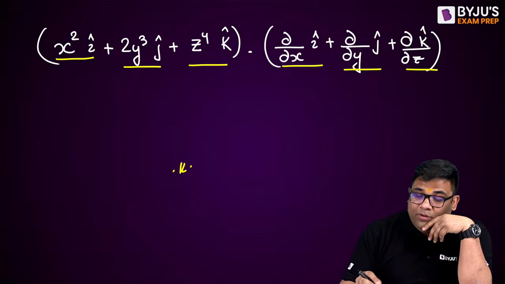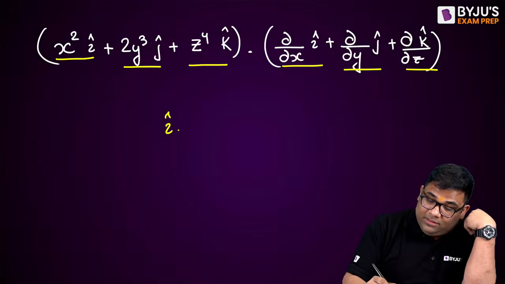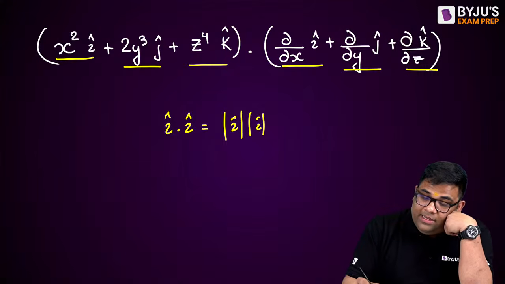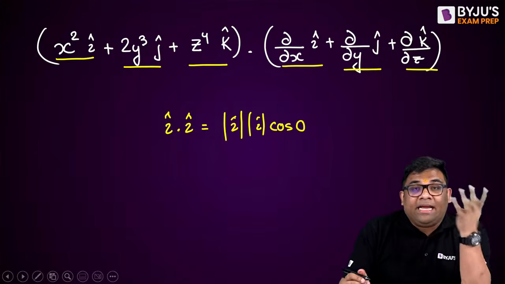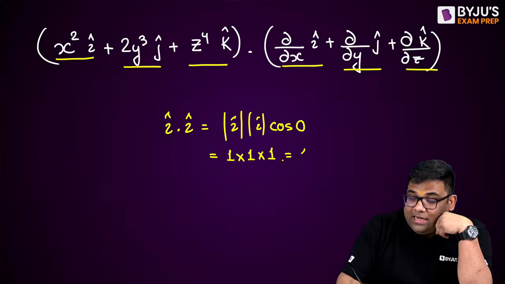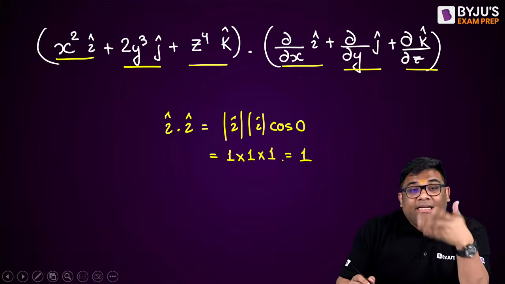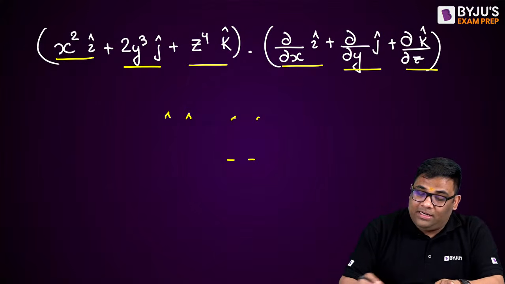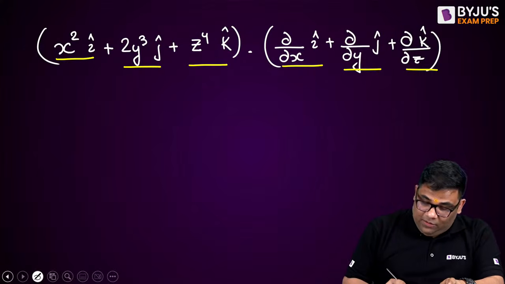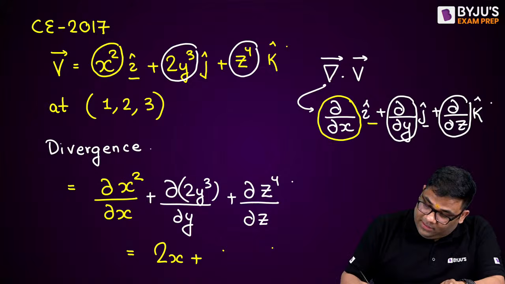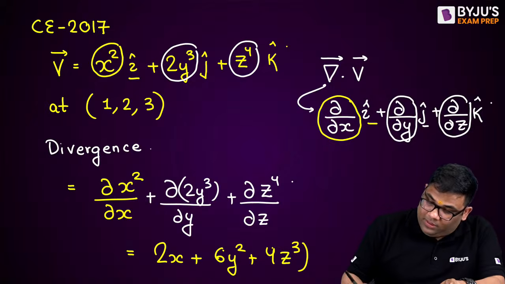So you can only multiply i dot i. Because i dot i is the magnitude of i, both i, then cos 0, because i and i are in the same direction. That will be 1 into 1 into 1, I'll get a 1. But if I do i dot j, I'll get a 0. Understood? All this you have studied in childhood but might have forgotten. So now tell me, what is the answer? If I differentiate it, I get 2x. This will be 6y square. And this will be 4z cube. Now put these values.